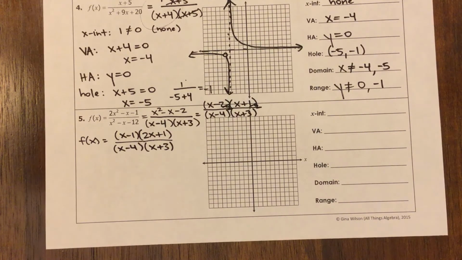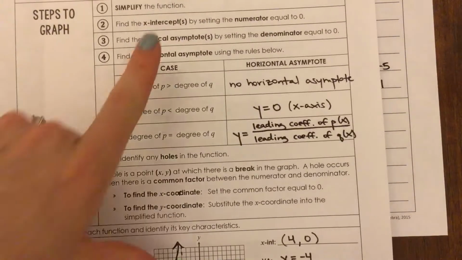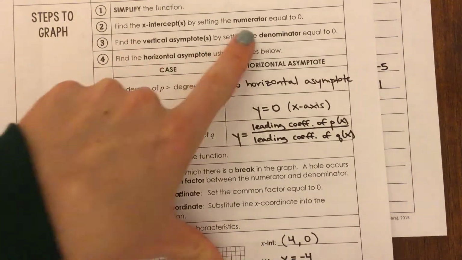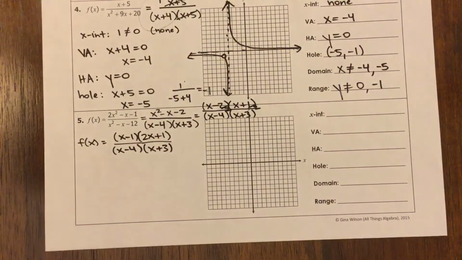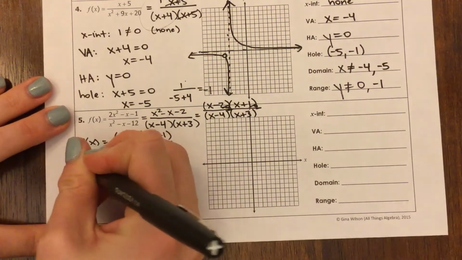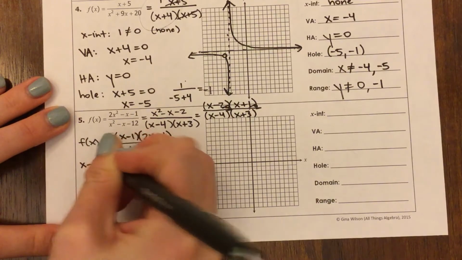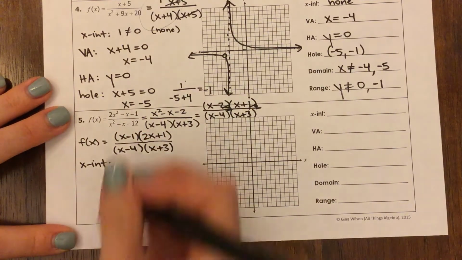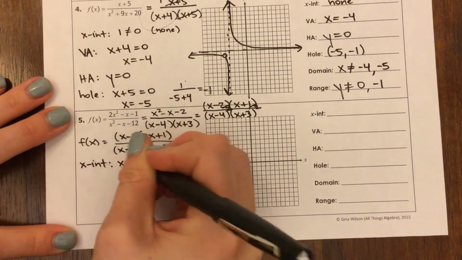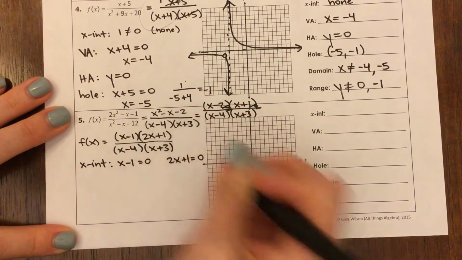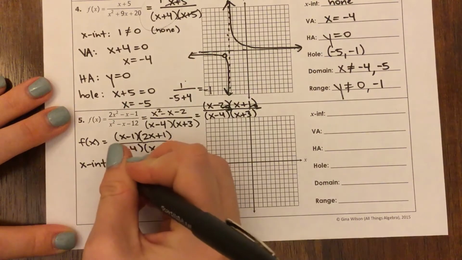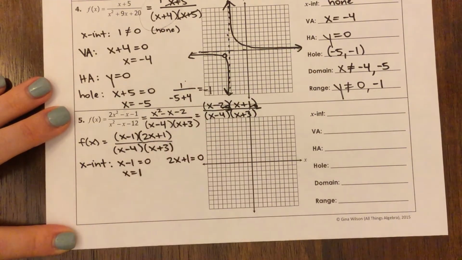So step number 2. Step number 2 says find the x-intercept by setting the numerator equal to 0. So I have 2 separate pieces in my numerator, which means I'm going to have 2 separate x-intercepts. So that's why I included this one, to make sure you can see that that is in fact possible. So I take x minus 1 and set that equal to 0. I take 2x plus 1 and set that equal to 0.